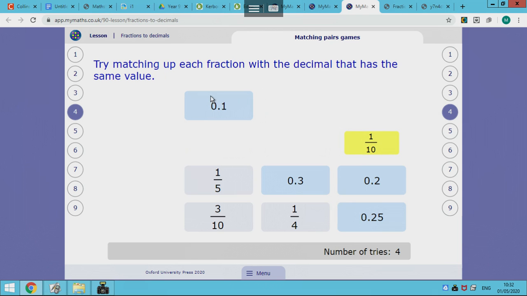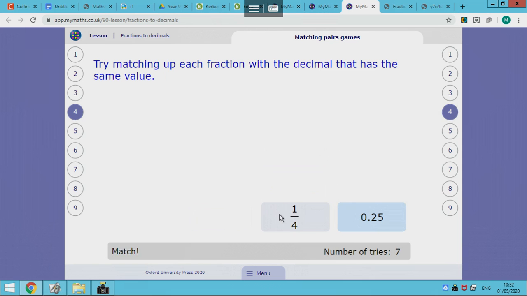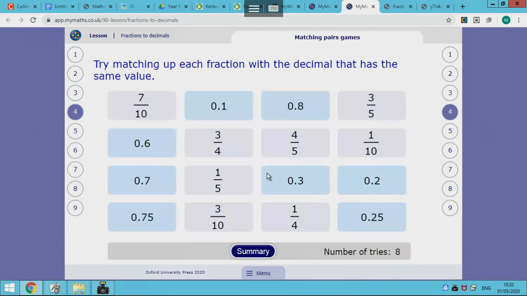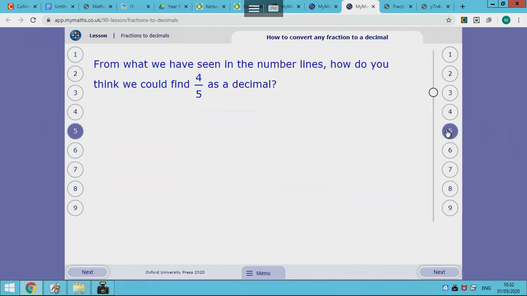1/10 we know is 0.1. 1/5 we know is 0.2. 3/10 is 0.3, and 1/4 is 0.25. So we got them all. Look at us, we're fantastic people. You could go on to My Maths and have a go at this again if you want to, by yourself. But if not, we can just continue doing this.